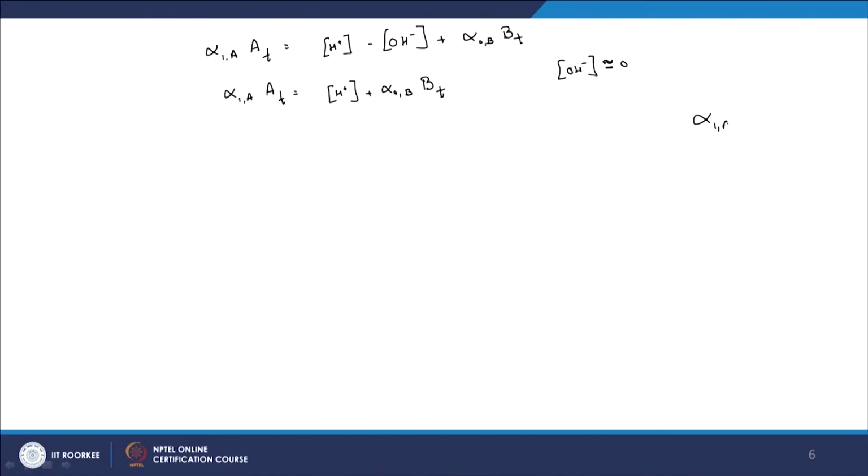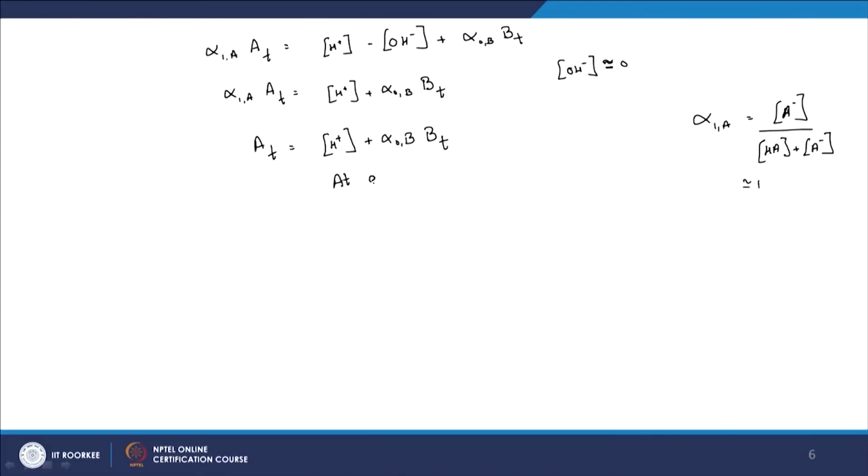Why is that? We know that alpha 1 of A is equal to the concentration of A minus by the concentration of the total acid. If it is a strong acid, it is going to dissociate at almost all the pH range, so it is only going to stay as A minus. So you see that A minus by A minus, more or less, is going to be equal to 1. So that is what I am going to substitute here. It is now going to be A total equal to the concentration of H plus, plus alpha naught of B into B total. And now we come to the crux of the issue.